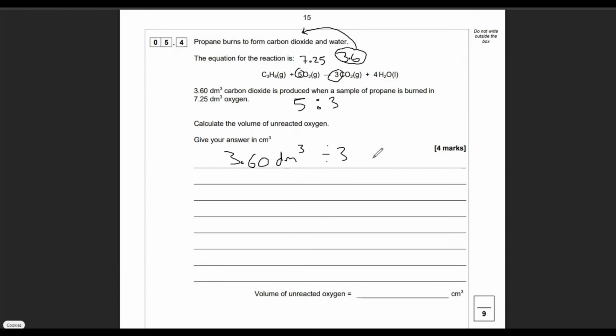And that gives me 1.2, and then we're going to times by 5, and that gives me 6 decimeters. So 3.6 of carbon dioxide would use up 6 decimeters of oxygen, and that's because you divide by 3 times by 5. So you follow the ratio in the direction you're going to see how much would get used up or produced. So if I had 3.6 of carbon dioxide and I was going this way, the maximum I can make is 6 decimeters of oxygen.